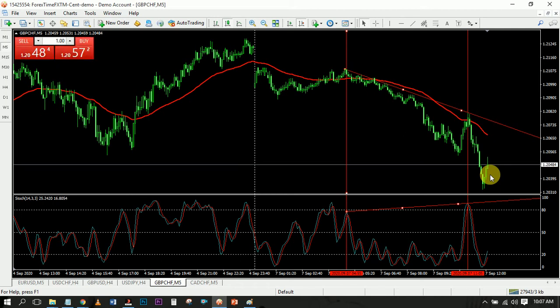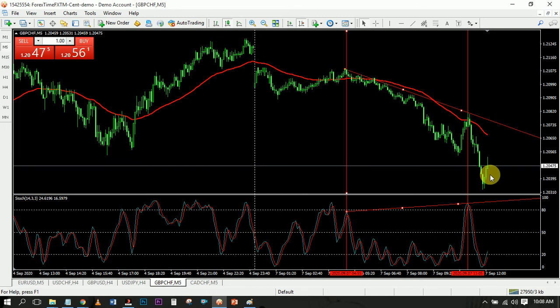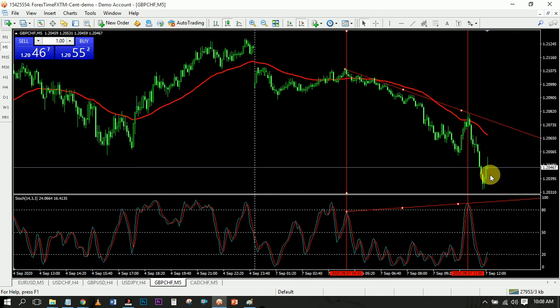So number one, using the stochastic, it tells you when to enter and when to exit, and also gives you little or zero drawdown in your trade, and gives you sniper entries also. So I implore you to test out this strategy and also do some backtesting before you go live, so that you can also get acquainted and understand the strategy properly.